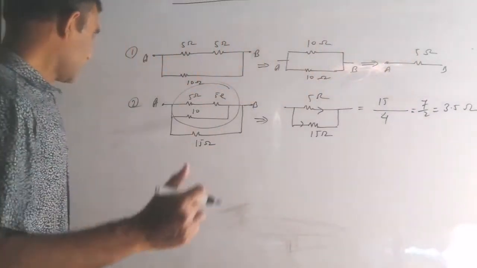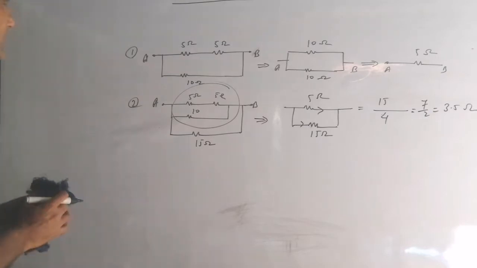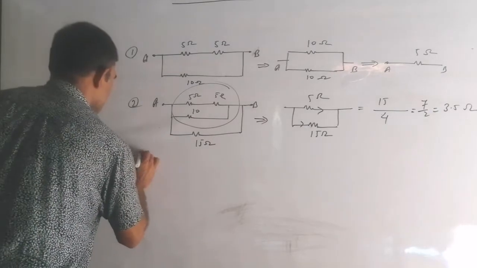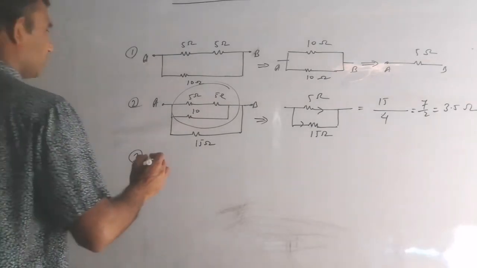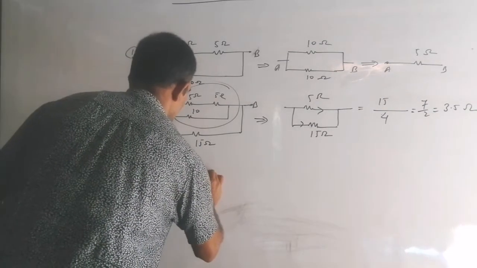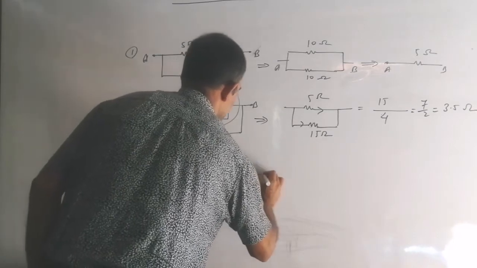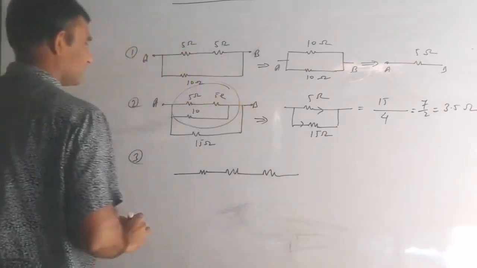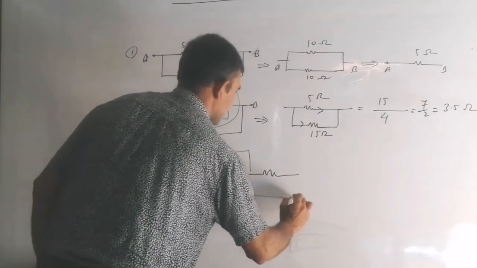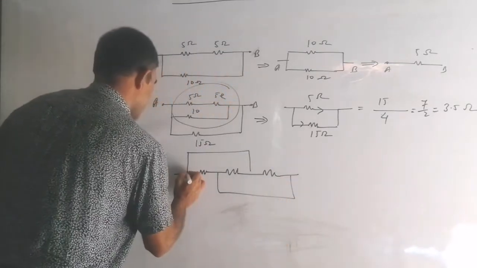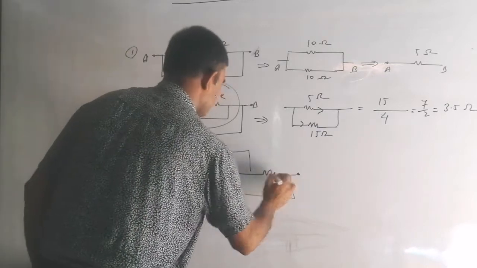Is it easy? Yes, of course it is easy. Now let me try the third simple question, and then I will move toward the more complex problems. Okay, now tell me. There are 1, 2, 3 resistances, and here is one connection like this. Again you have to find the resistance from A to B.